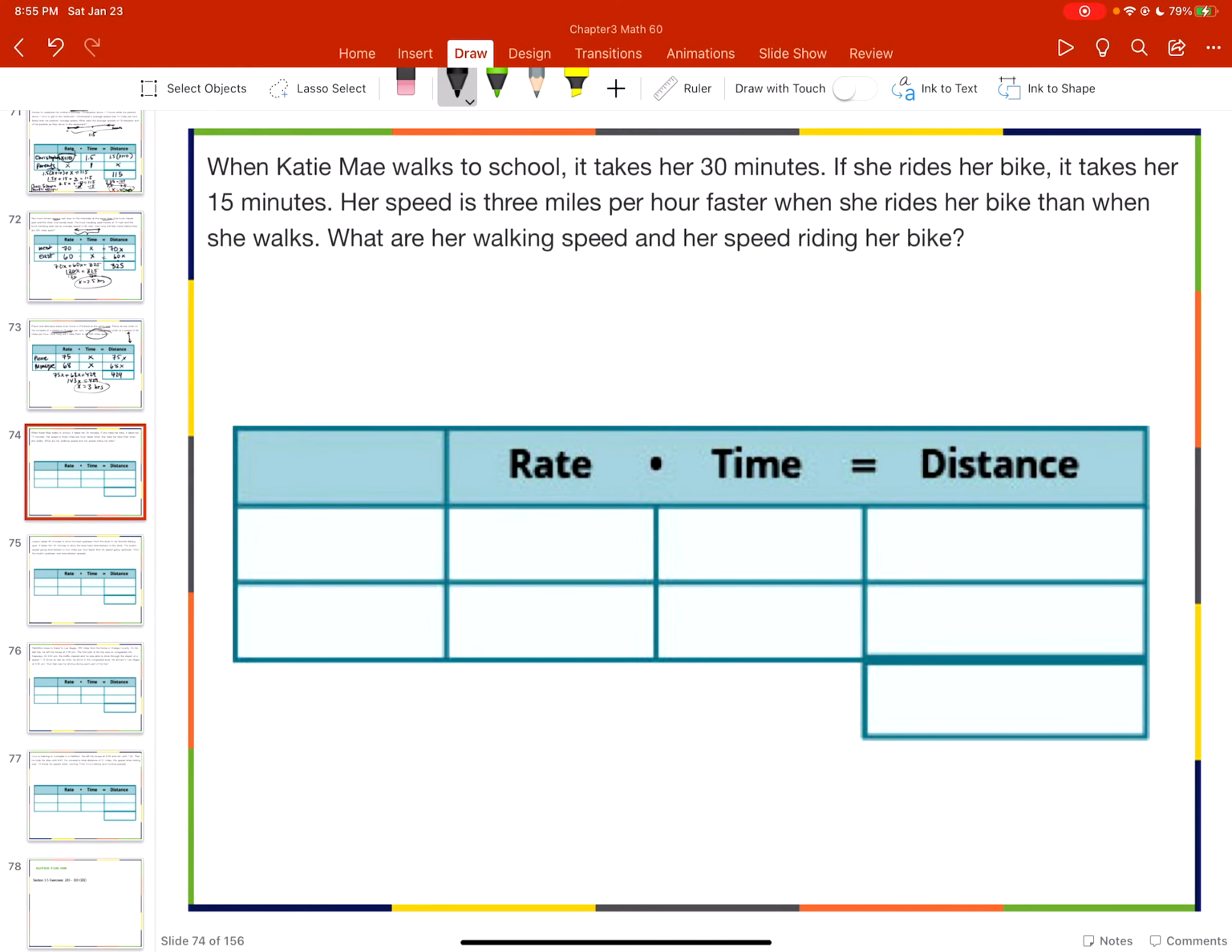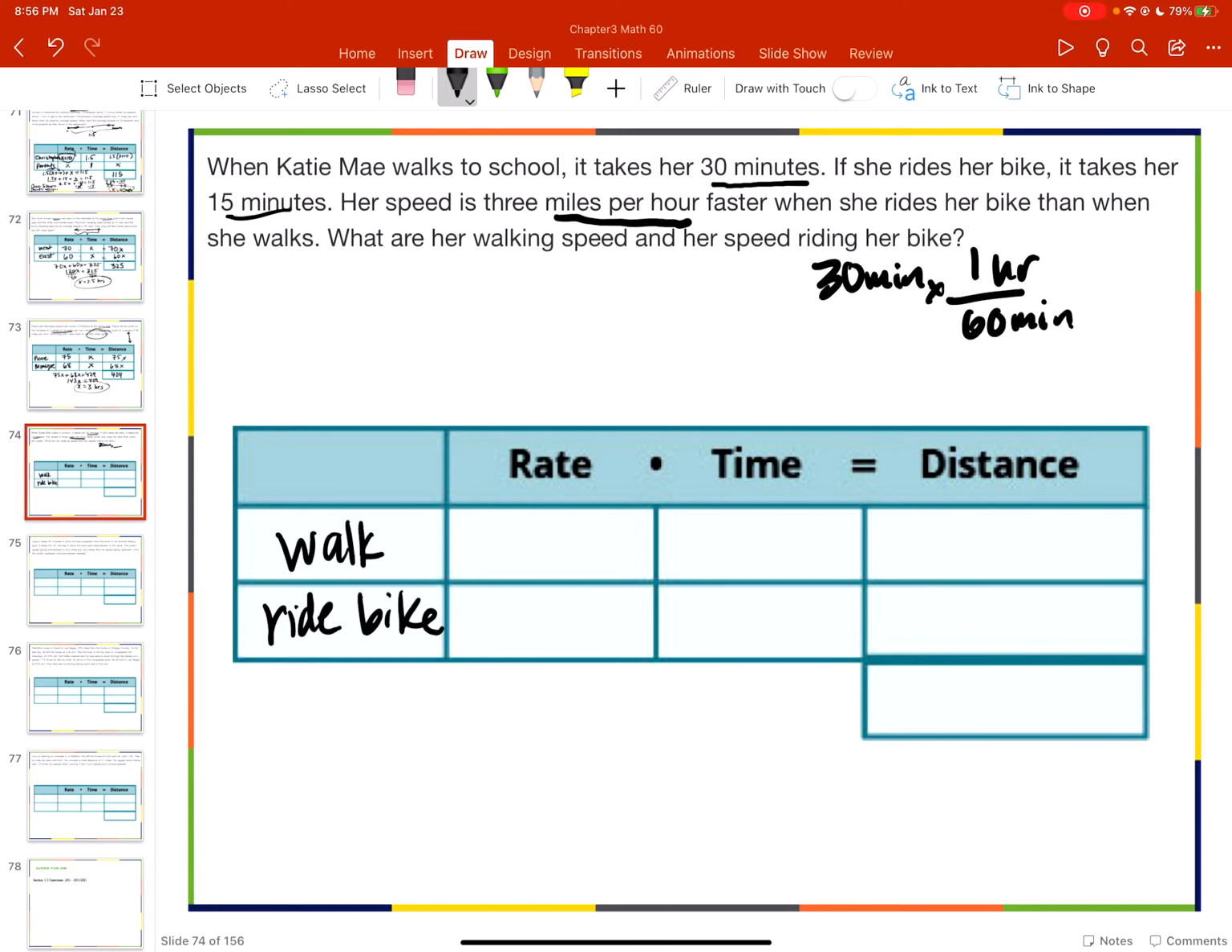Okay, so here we go. When Katie May walks to school, it takes her 30 minutes. If she rides her bike, it takes her 15 minutes. So now we're doing walking and then riding a bike. So this one's interesting because first it gives us the time in minutes, but the speed is in miles per hour. So something is not right, right? We have to convert minutes to hours. So 30 minutes to hours, right? Remember, we multiply by that ratio that cancels out the minutes, or we divide by 60. This is just 1/2 hour.